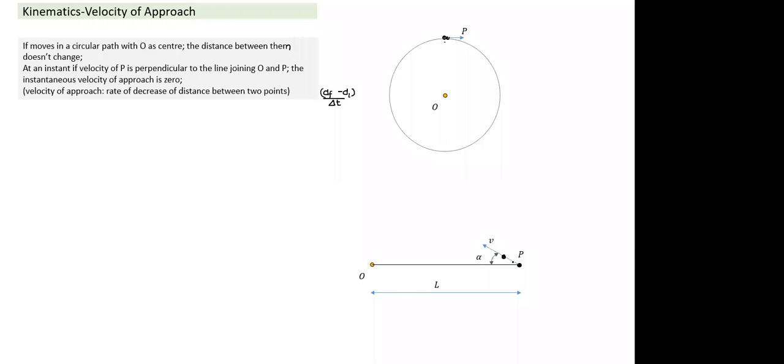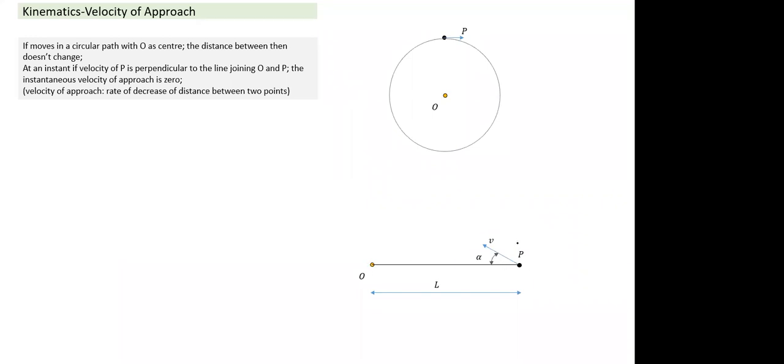Now if P moves from here to here, what I notice is that compared to the original distance OP, the distance OP dash is smaller. How much smaller? If I move a distance this much, how much is the distance smaller, and what is the rate at which the distance is decreasing? If I have understood this concept, we can easily apply it here. Let's see how we apply that. What is the velocity of approach? What is the rate at which the distance between point O and P is decreasing?